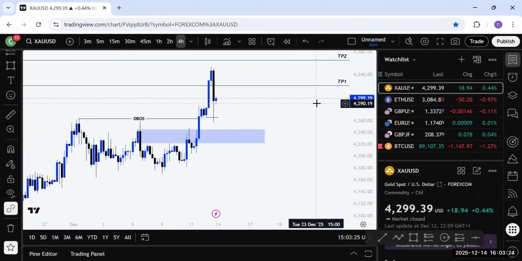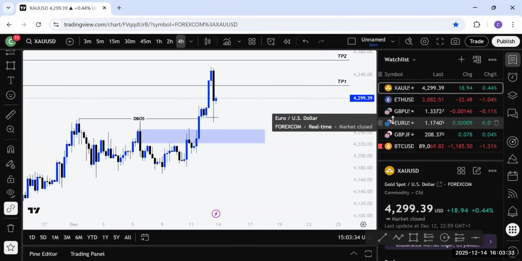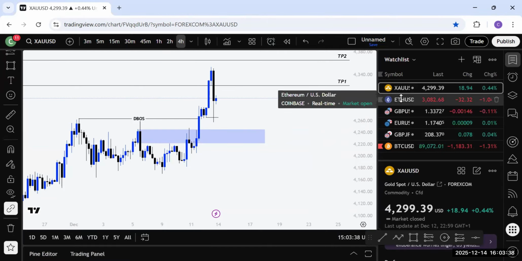What's up, guys? I'll be talking about the currency pairs I trade and my directional bias on those pairs for the week. So I trade gold, Ethereum, GBP USD, Euro USD, GBP JPY, and BTC. I'll be showing the directional bias of all these pairs very fast.